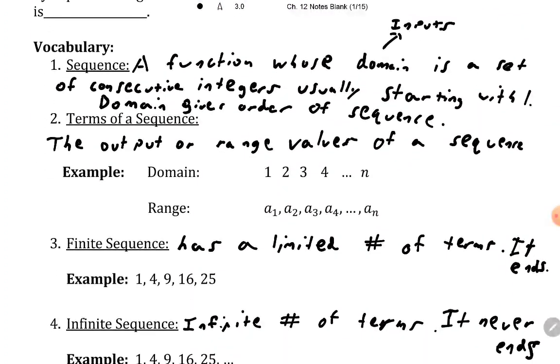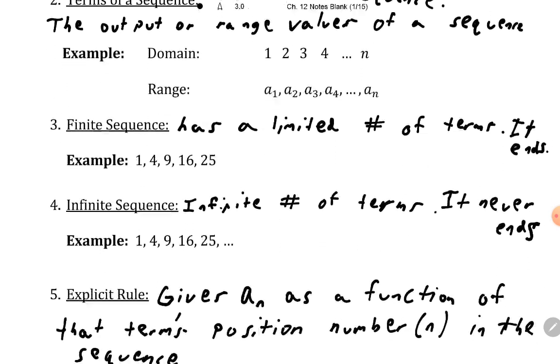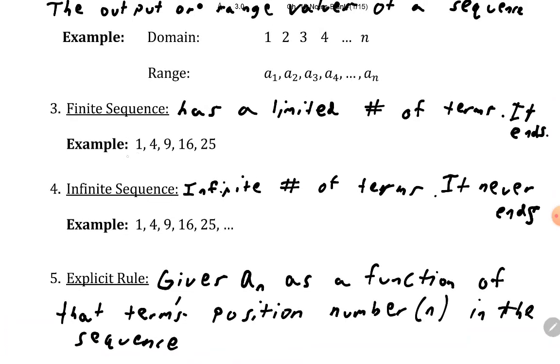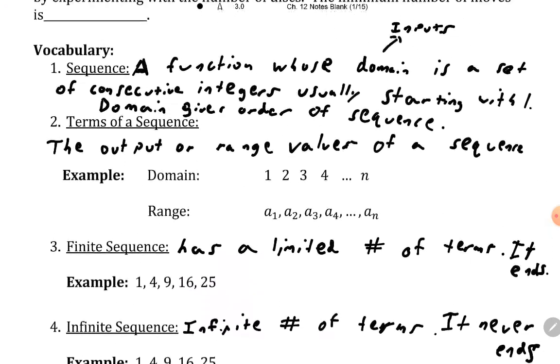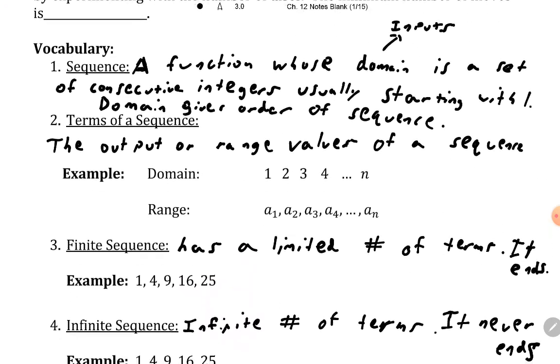A sequence is a function whose domain, otherwise known as your inputs, is a set of consecutive integers, usually starting with 1. So, for example, if we look at this number 3 here, we have a sequence here, 1, 4, 9, 16, 25. Its domain would be 1, 2, 3, 4.